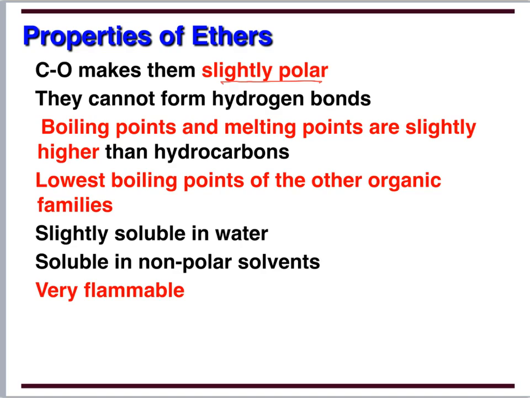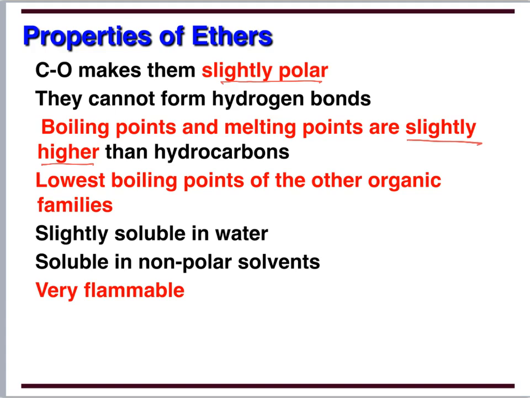So alkanes, alkenes, alkynes are definitely the least polar because they don't have any of these other atoms bonded into them. But this one would be the one that comes next. Their boiling points and melting points are only slightly higher than that of the hydrocarbons. So they have the lowest boiling points of any of the other organic families.